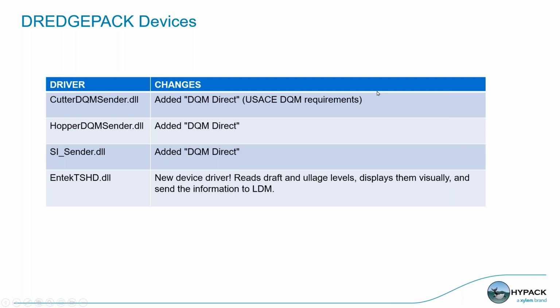And then we went ahead and updated some of the dredge pack devices. We added the DQM Direct for the Army Corps requirements for the cutter DQM sender, the hopper DQM sender, and the SI sender. And then we also added a new driver for the NTEC, which reads the draft and ullage levels, displays them visually, and sends the information to the LDM.